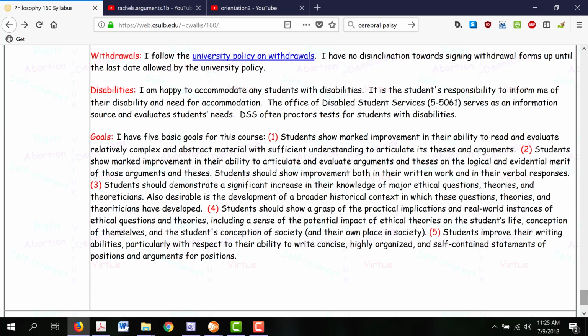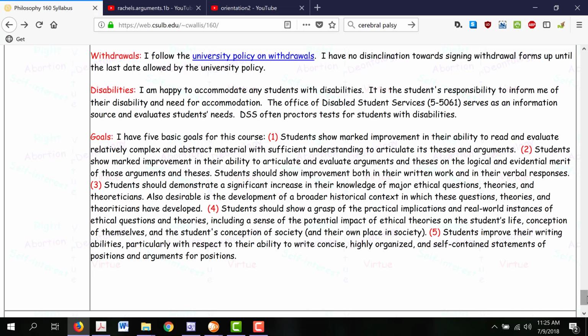And those are skills that are going to transfer to other courses and to your life generally. So they're very important to develop from my perspective as a teacher, and from you as a student as well. So students, I hope, will also show a marked improvement in their ability to articulate and evaluate arguments and theses, and their ability to recognize both the logical and the evidential merit of arguments and theses.